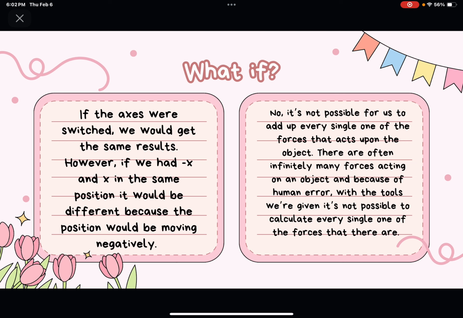And no, it's not possible for us to add up every single one of the forces that acts upon the object. There are often infinitely many sources acting on an object, and because of human error, with the tools that we're given, it's not possible to calculate every single one of the forces that there are in the world.